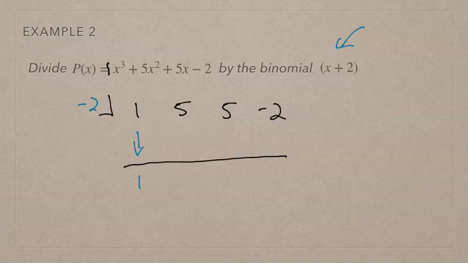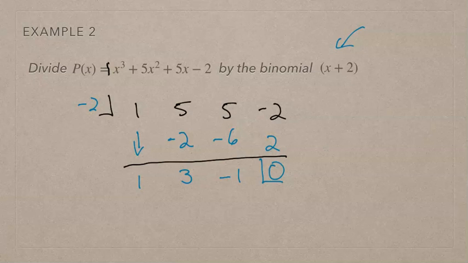So now I'm going to bring down my 1. I'm going to multiply and add. -2 times 1 is -2. If I add up that column, I get 3. -2 times 3 is -6. When I add, I get -1. -2 times -1 is 2. When I add, I get 0.